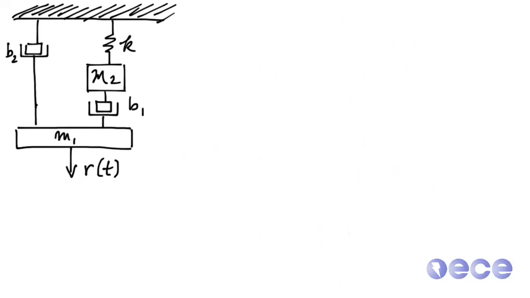So let's look at an example from the text. This is an example where you can find this diagram and its analogous circuit. So here we have a mass M1. We're pulling on it with some force R of t. And then M1 is connected to 2 dashpots, and one of those dashpots has a mass and another spring in series with it. So we indicate velocity in this direction.